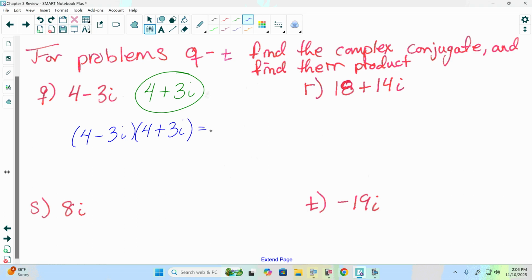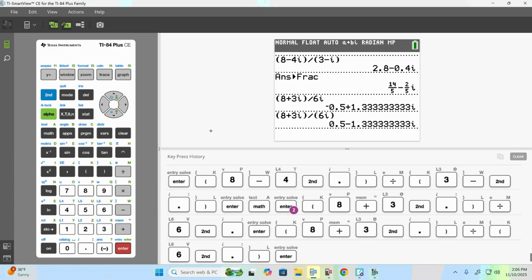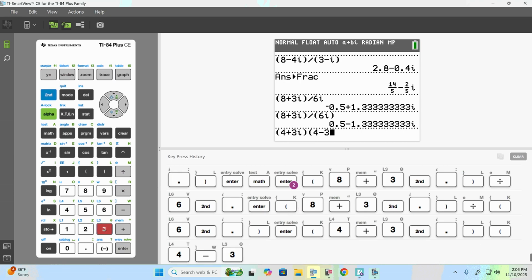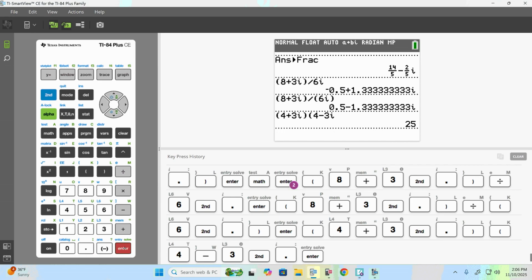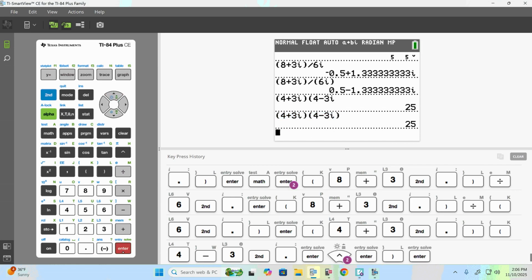The other half is to multiply the two together. Now again, we could do this by hand. We can multiply out by hand if we want. But we can plug it in the calculator too. It'll do it for us. 4 plus 3i times 4 minus 3i is 25.